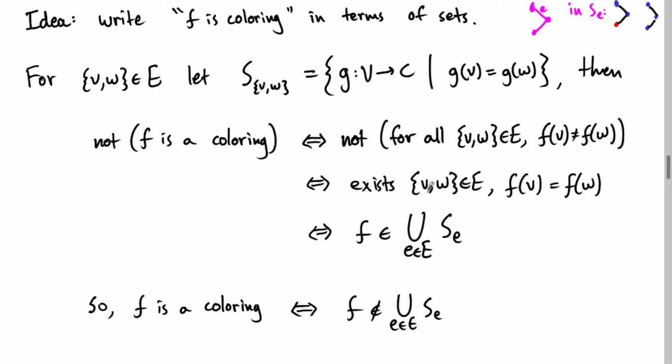So now we can write this as a union, because if there is an edge where F has the same color as the adjacent vertex across the edge, then there is some edge such that F is in S_E, because S_E is the collection of all functions where the same color lies on either end of that edge. So F is a coloring is equivalent to saying that F is not an element of the union of these sets.